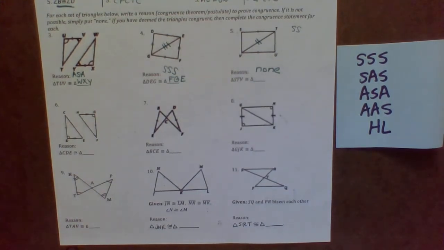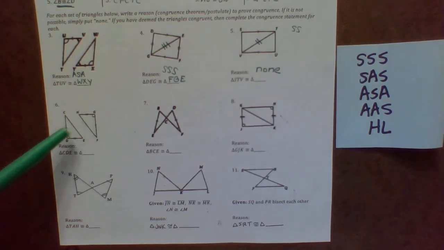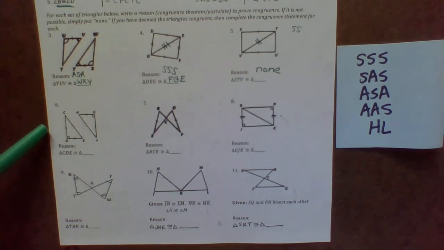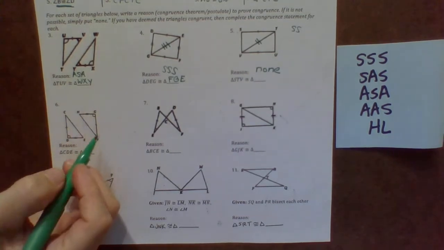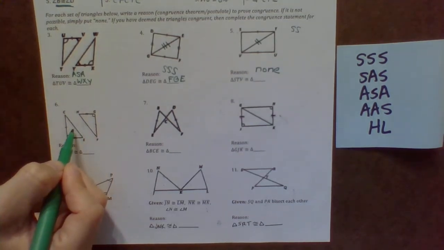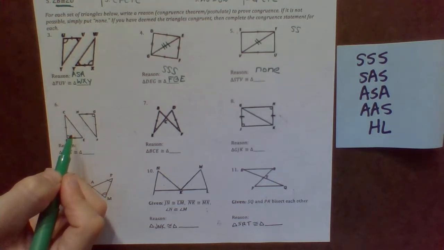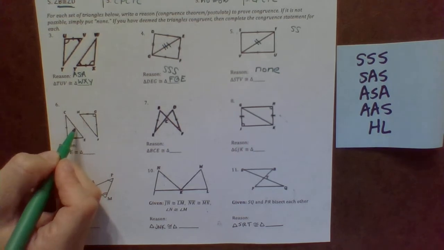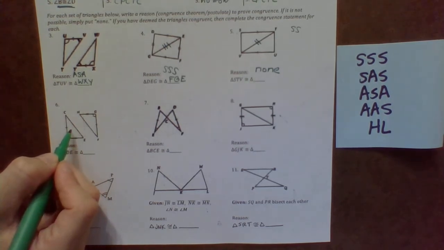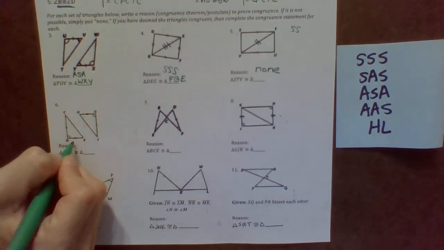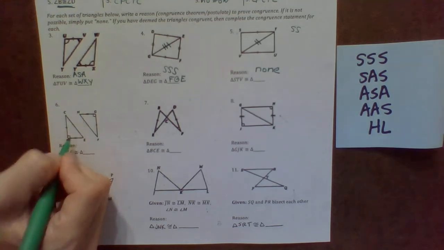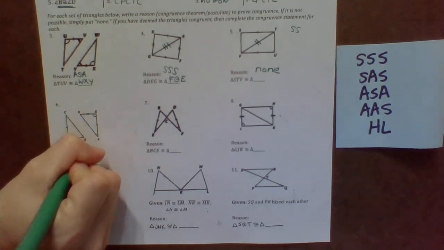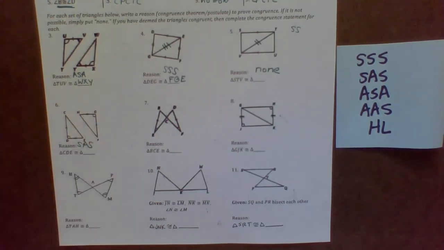Number 6. The first thing that catches my eye is that I have right triangles. So I know if I have a pair of congruent hypotenuses and a pair of congruent legs, then I'm good to go. The hypotenuse isn't congruent as is, but I know if I have two pairs of congruent sides and the angle between them is congruent, then I can still use SAS.